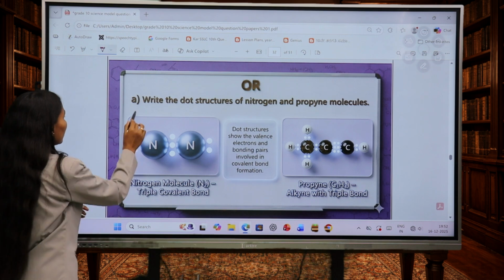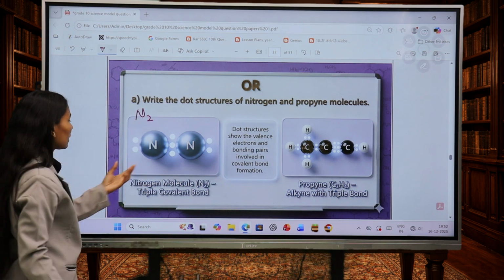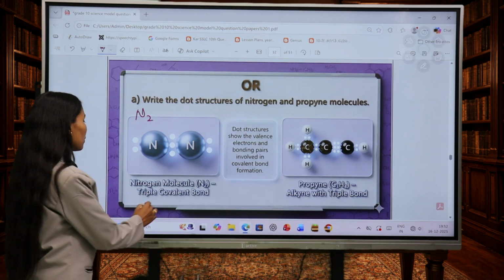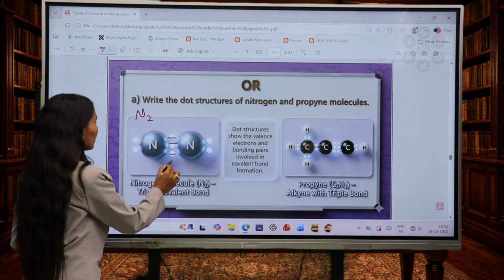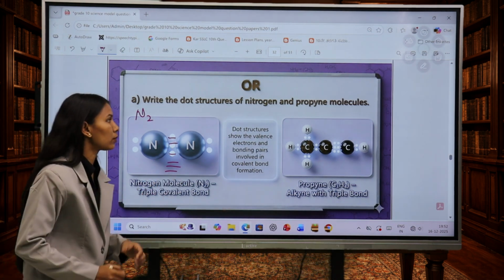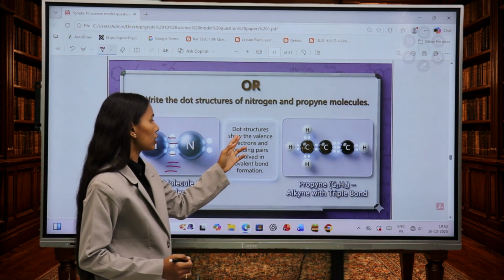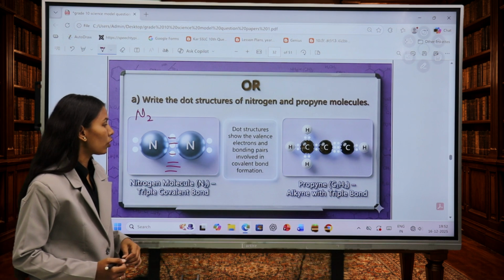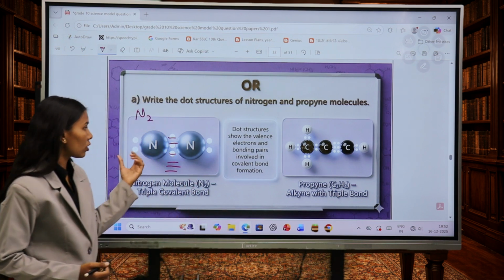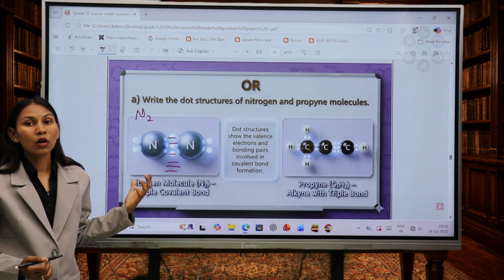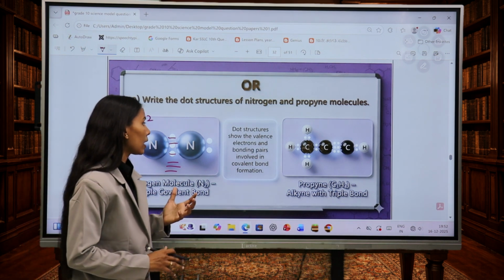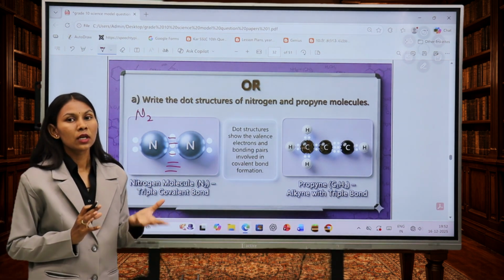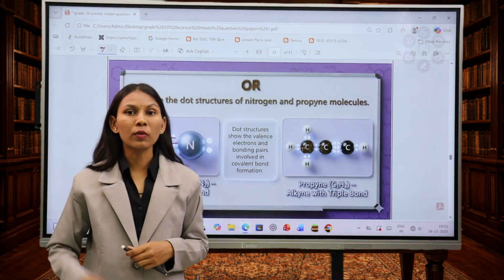So nitrogen N2 can be written like this. So this is a dot structure of the nitrogen molecule N2, that is triple covalent bonds. So we have 3 bonds here, so triple covalent bonds. Dot structures show the valence electrons and the bonding pairs involved in the covalent bond formation. So this dot structure tells us how many valence electrons are there and the bonding pairs involved in covalent bond formation.